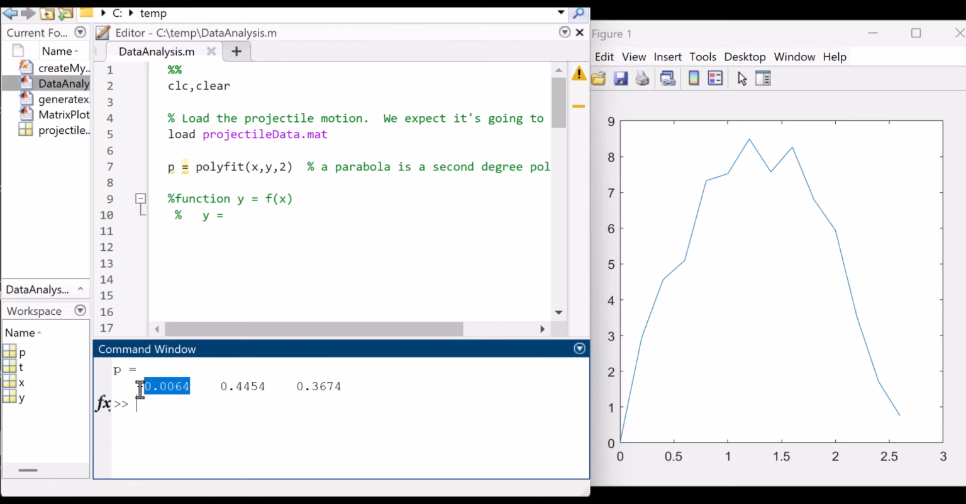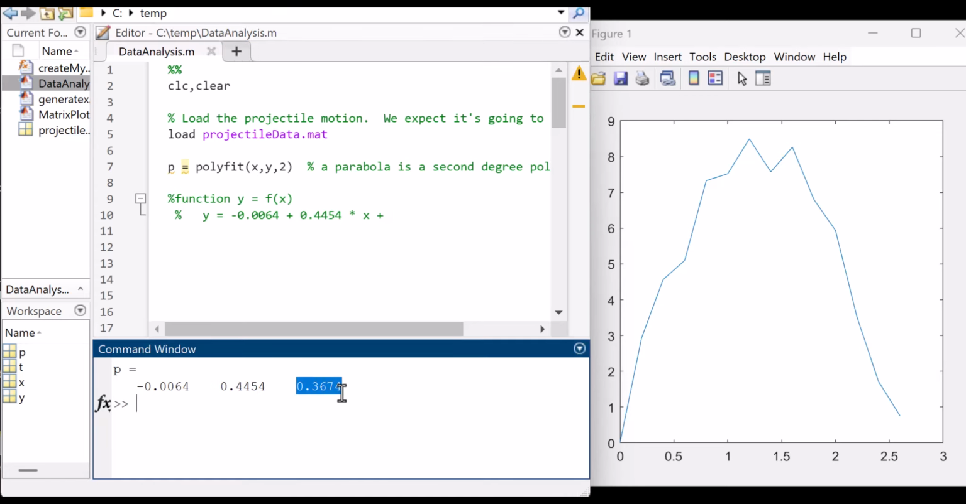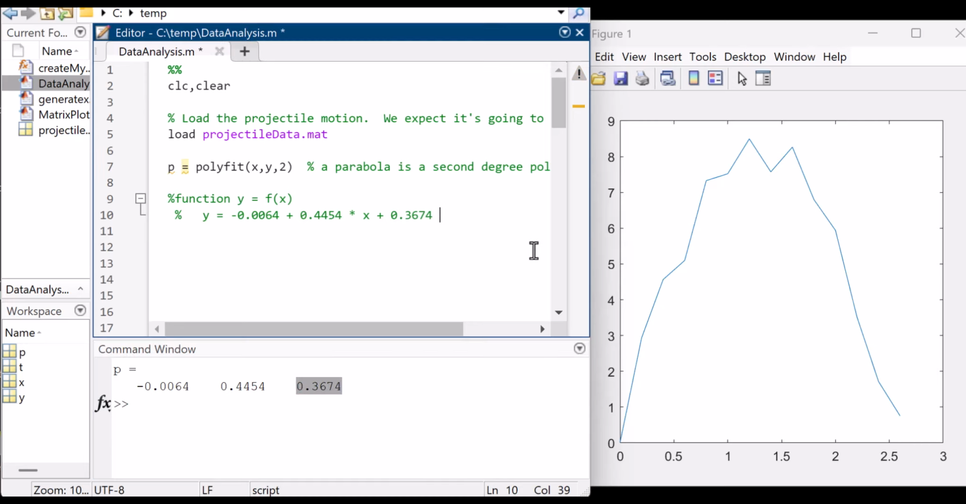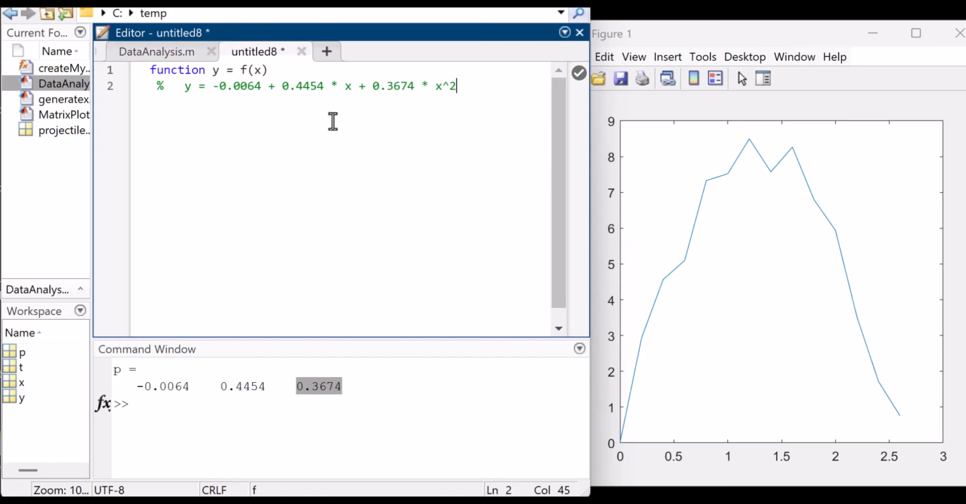So I'm just going to copy this. The 0th term plus, you know, x to the 0, plus this times x, plus this times x squared. Okay, so I'm just going to make this little function.